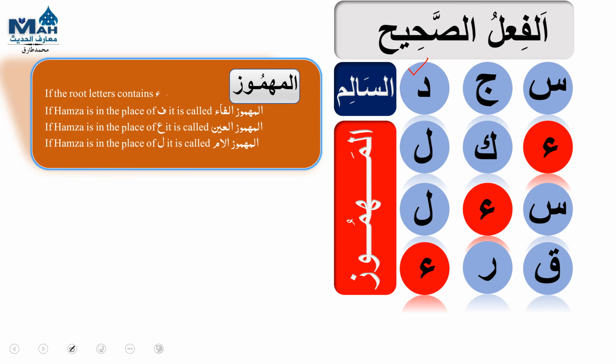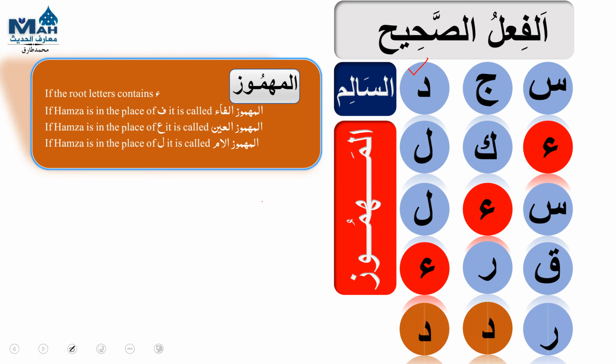So, what are the classifications of hamza? Can you read from here, just for repetition? If the root letters contain hamza: if hamza is in the place of fa, it is called al-mahmuz al-fa. If hamza is in the place of ayn, it is called al-mahmuz al-ayn. If hamza is in the place of lam, it is called al-mahmuz al-lam. Very good. Excellent. Now, there is a third category.